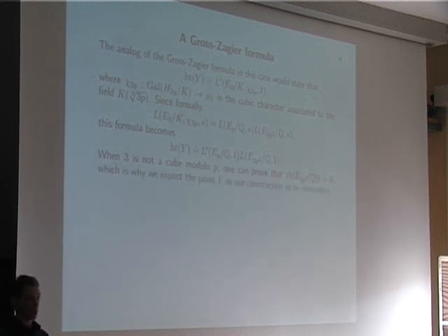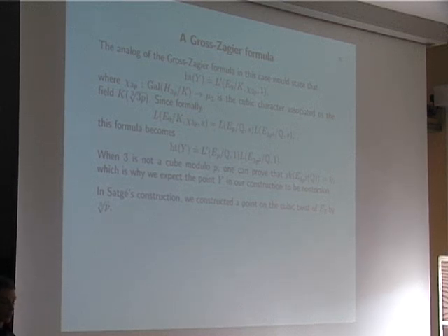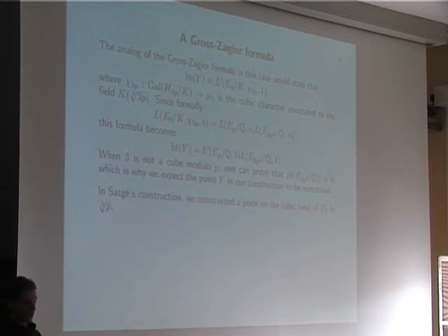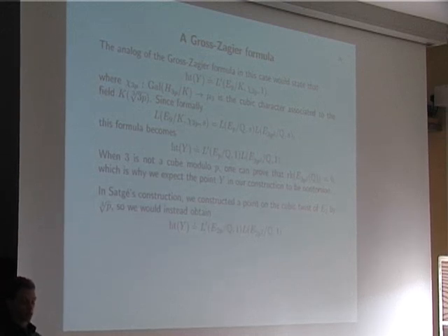Okay? So that's why we expect this point y to be non-torsion in the construction that we give. If you want to remember how Sautier's construction worked, here we considered a point on the cubic twist of E2 by the cube root of p. So here we have another height of y as the product of two L values.